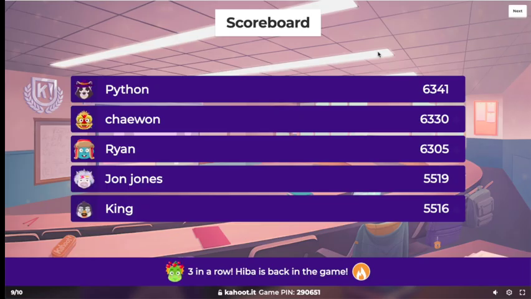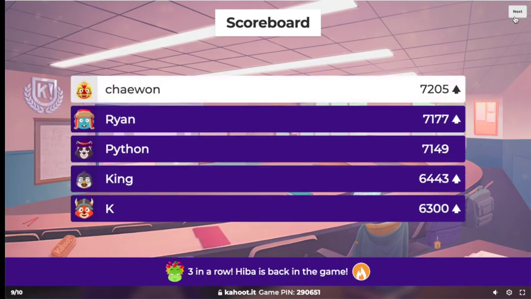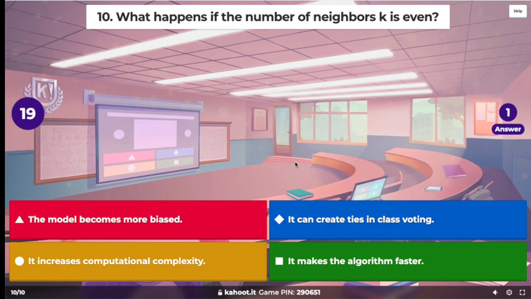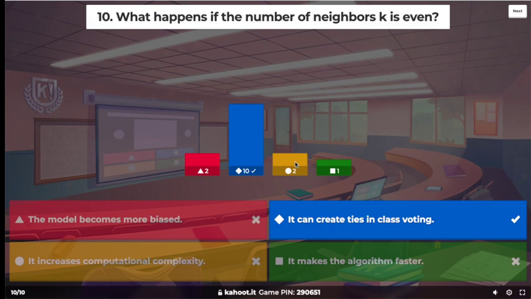So the last question. What happens if the number of neighbors k is even? Like the example I mentioned, if you define k as 4 and then you have 2 yes, 2 no, how do you decide the class label? Yes, it can create ties in class voting because we can have an equal number of instances belonging to one class and the other half belonging to the other class.